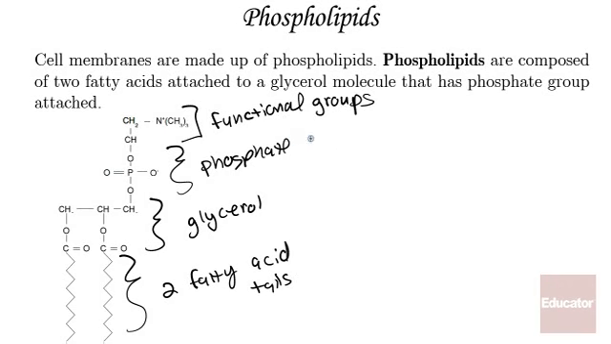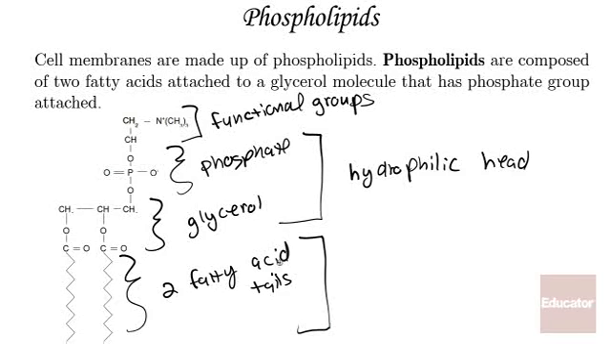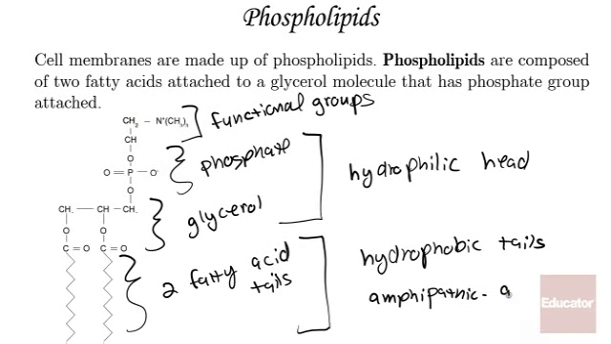The phosphate plus the glycerol, this region is hydrophilic. So we say that phospholipids have a hydrophilic head, and then we look at the fatty acid tails, and we say that they have hydrophobic tails. Because there's one section that's hydrophilic and another that's hydrophobic, we say that this molecule is amphipathic. An amphipathic molecule has a hydrophobic region and a hydrophilic region.